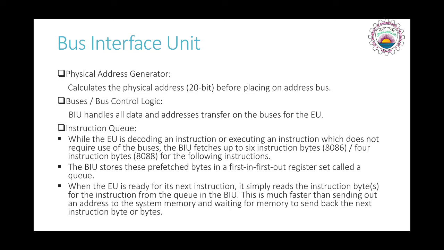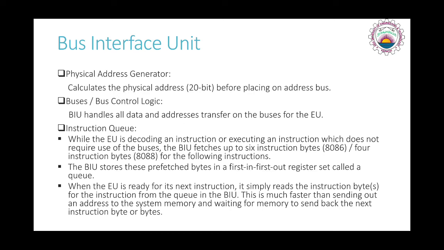And all the buses, address bus, data bus and control bus, will be under the control of the bus interface unit. To control the operations on the buses, some bus control logic will be present within the bus interface unit, and the BIU will be assisting the EU for placing addresses on the address bus and to receive instructions and data from memory, or to transmit data to memory or IO.